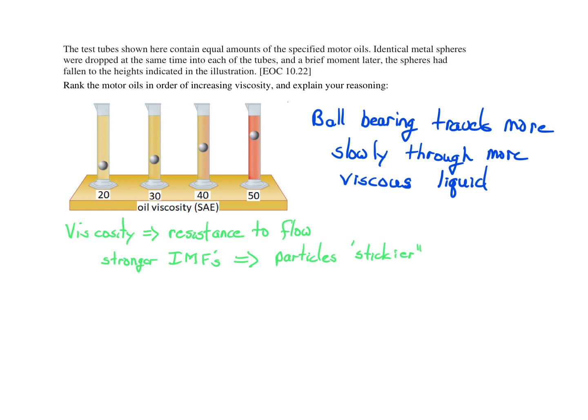Intuitively, we understand that the ball bearing is going to travel more slowly through a more viscous liquid. Viscosity is defined as resistance to flow. Stronger IMFs means the particles are stickier and therefore have a higher viscosity. The particles don't flow over top of each other quite so well.